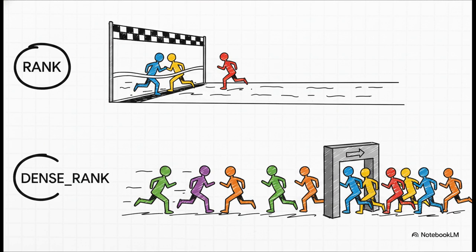No skipping allowed. It's completely consecutive. And finally, ROW_NUMBER. Man, this function is ruthless. It assigns unique consecutive values no matter what. If there's a tie, it doesn't care. It just assigns the next number based on whatever order it processed the row.